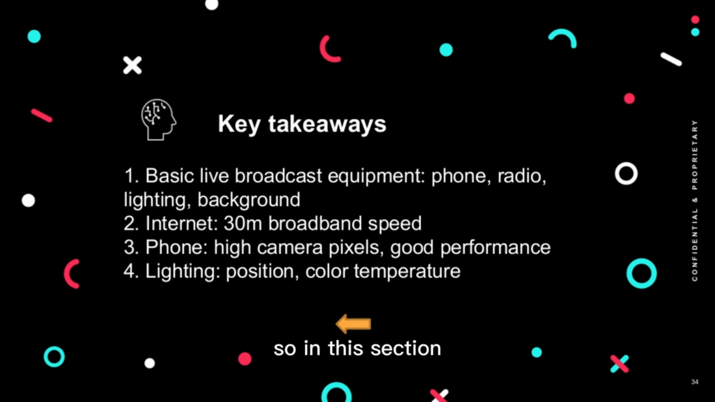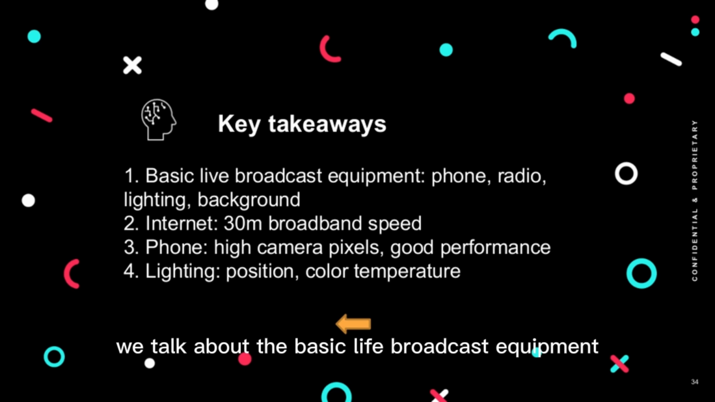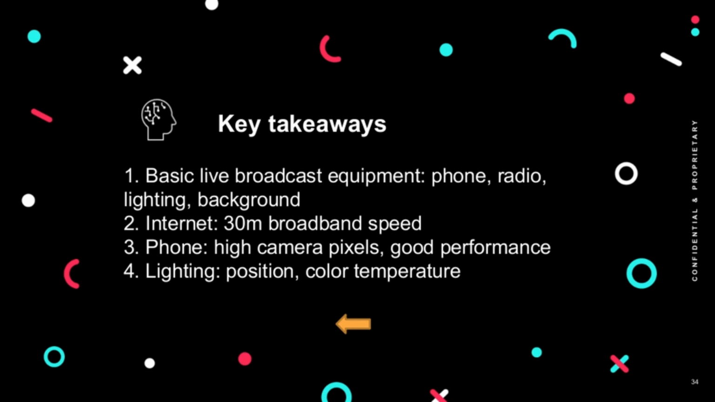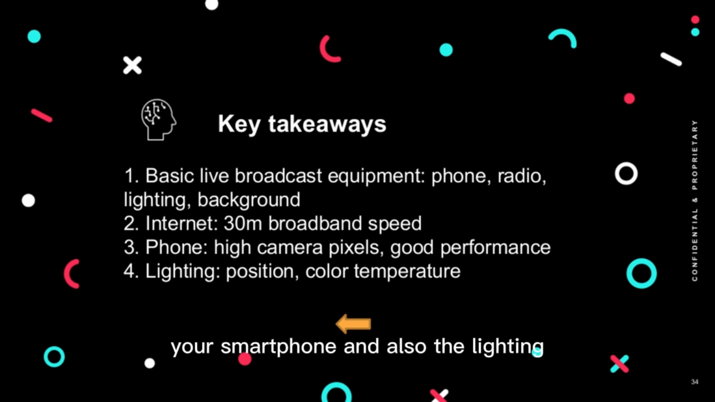So in this section, we talk about the basic live broadcast equipment like the phone, radio, lighting, and also the background. And we discuss how to improve our live room by adjusting your internet, your smartphone, and also the lighting.